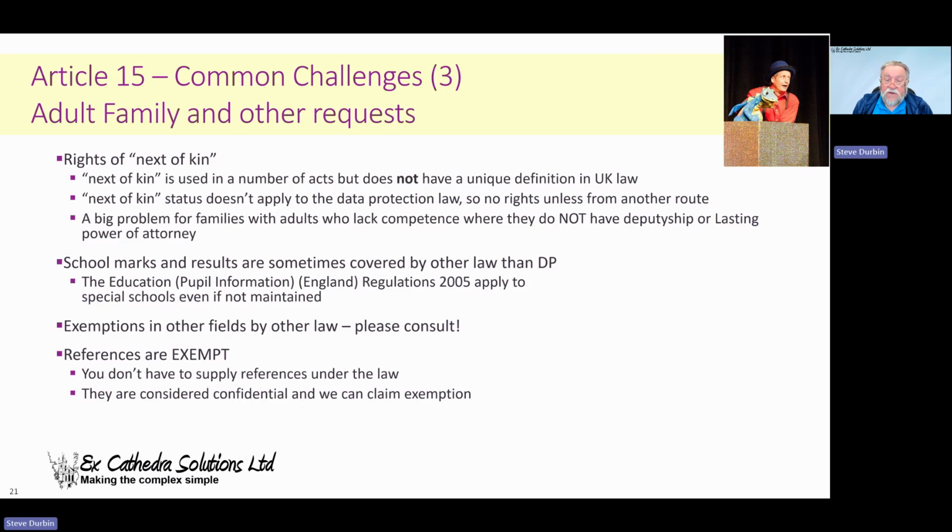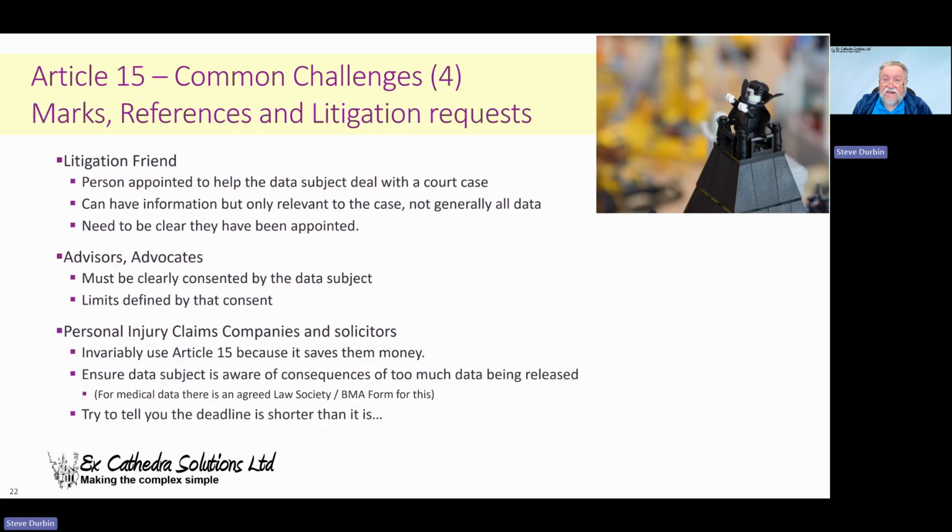There are loads of exemptions in the fields I mentioned. One that comes up a lot is references. You don't have to supply references. If someone's giving you a reference, you do not have to explain it, and you can claim that's exempt, straight over the other law. The old law actually used to say the person sending the reference is exempt, not the person receiving it, which was very weird because it just meant the address of the other person. But there you go, they fixed that.